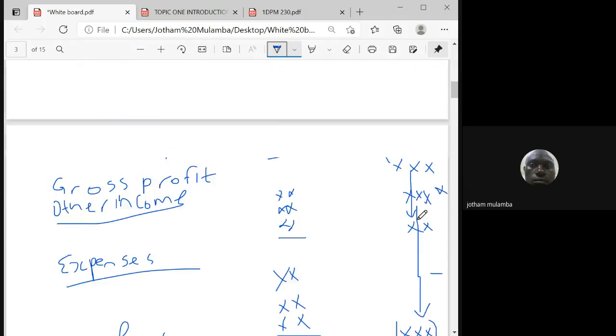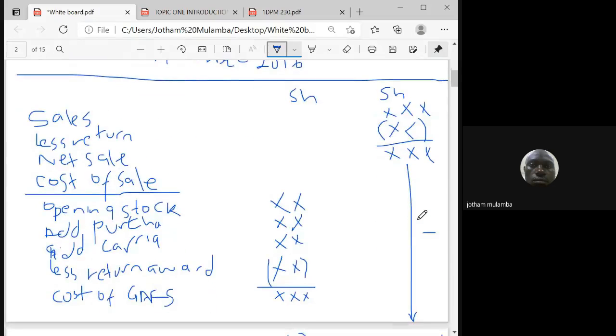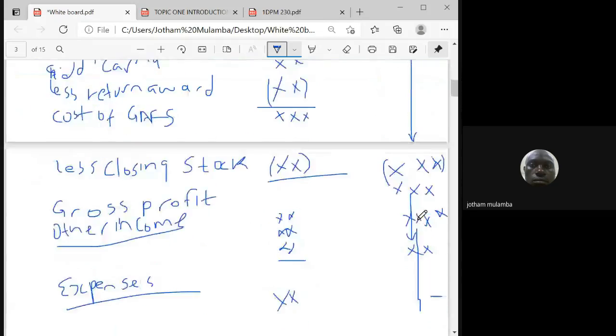Just to mention something, some books also refer to the income statement as the trading profit and loss account. So if you have been asked to prepare a trading profit and loss account, you are being asked to prepare an income statement. Other books also refer to it as a statement of comprehensive income. So it has those three names: trading profit and loss account, income statement, or statement of comprehensive income. So if you get it in the exam, know that you are being asked for whatever we have displayed on the screen.